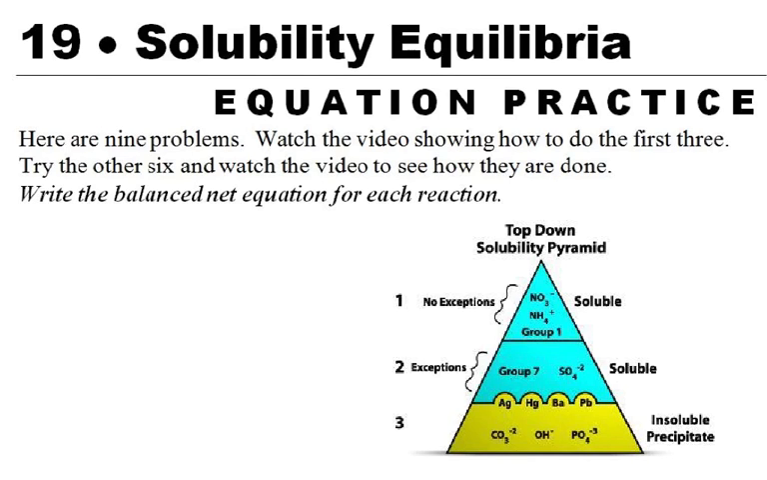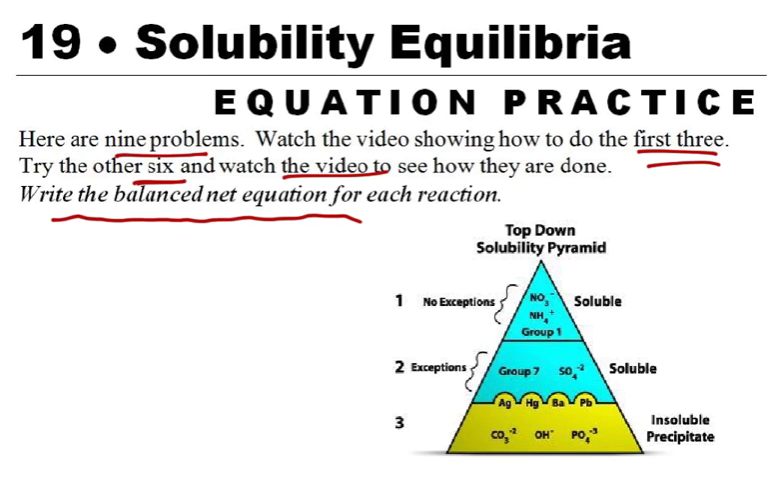So what we have here is that there are 9 problems in this. What I'd like you to do is to watch and do the first 3 here with me, so you really get a feeling for what's going on, and also study your ions and study your solubility rules, and then try the other 6 problems and then watch the video real quickly. Those I will go through very, very fast. So what you're trying to do is write the balanced net equation for each reaction.